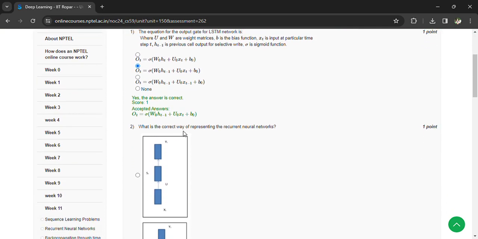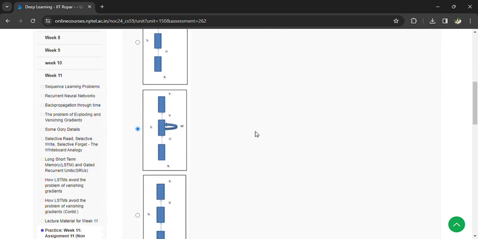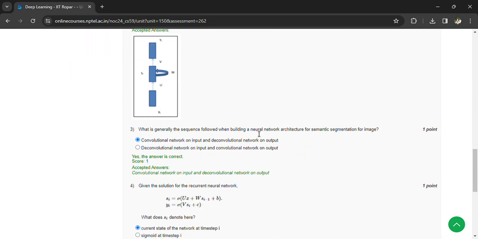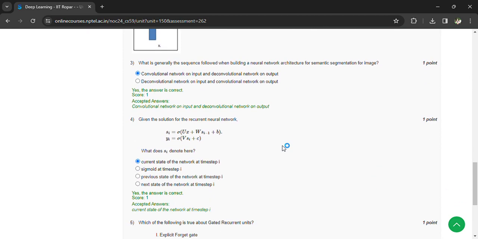For the second question, what is the correct way of representing the recurrent neural network? The option is B. And coming to the third question, what is generally the sequence followed when building a neural network architecture for semantic segmentation for image? The option is convolution network on input and deconvolution network on output. For the fourth question, given the solution for the recurrent neural network and we are having two equations, the option is current state of the network at timestamp I.